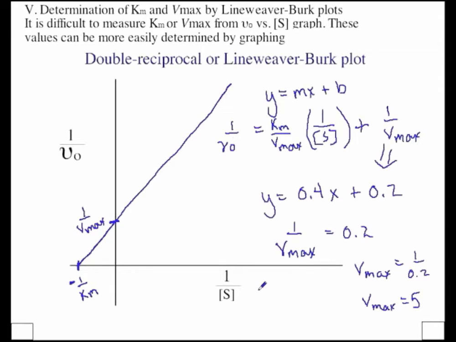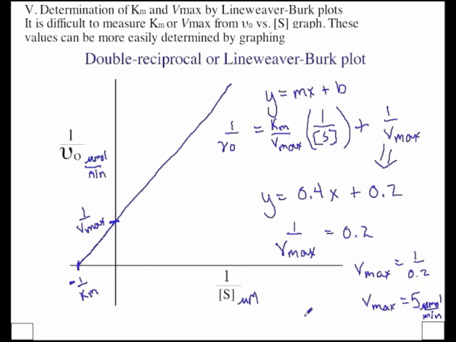And on your graph, if this were giving you the equation for a line, of course the units would have to be specified there, like 1 over substrate in micromolar, and 1 over initial velocity in micromole per minute or something along those lines. So that would give us Vmax in micromole per minute.